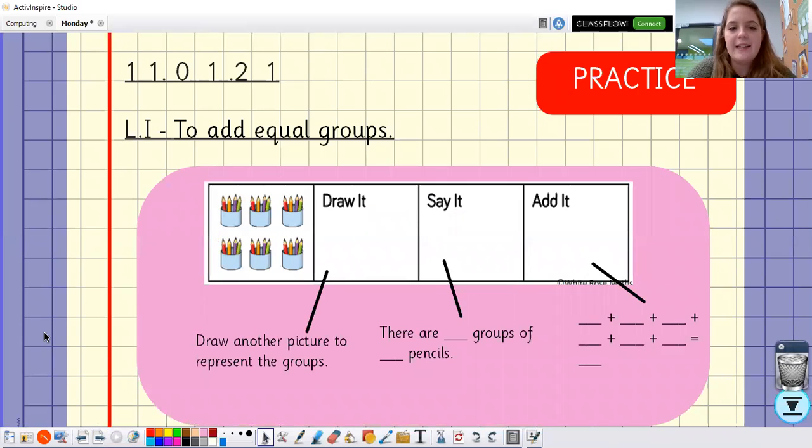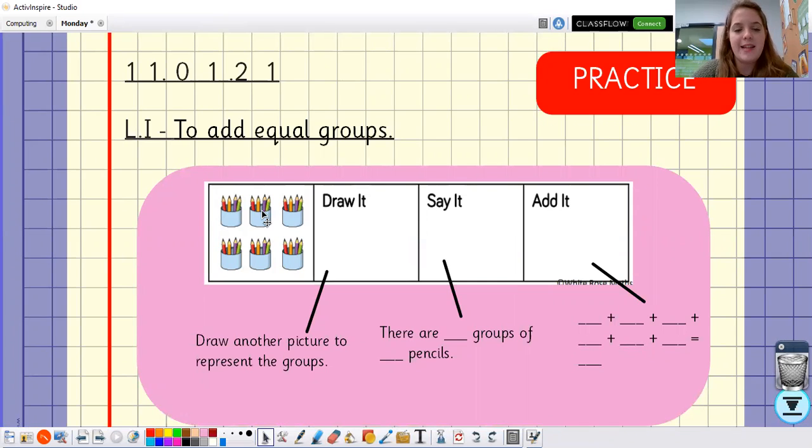So finally, as a little bit of a practice before you start your main task, we have got some pictures of some pencils here. Now you're going to do 3 things with this picture, with this representation. First thing you're going to do is you're going to draw it. So you're going to represent these groups and the amount in each group in a different way. So this has been represented with pencil pots and with pencils. How else could you represent it?